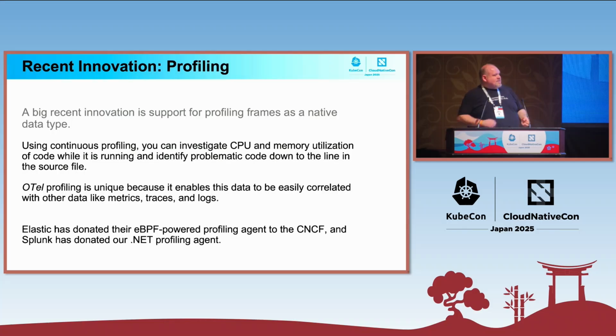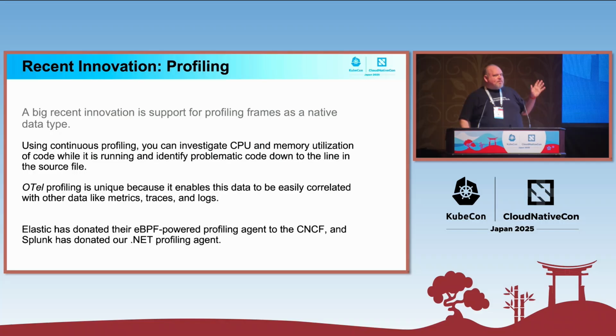So what's one of the recent innovations? The biggest recent innovation in OpenTelemetry is profiling. And this is support for profiling frames as another native data type. When most people talk about observability, they say, oh, metrics, traces, and logs. Some people add events. Now you should also add profiles, because profiling is a native data type now in OpenTelemetry. The reason why you care about profiling is to investigate CPU, memory utilization of code while that code is running, and to be able to identify problems in your code down to like the line of the source file.